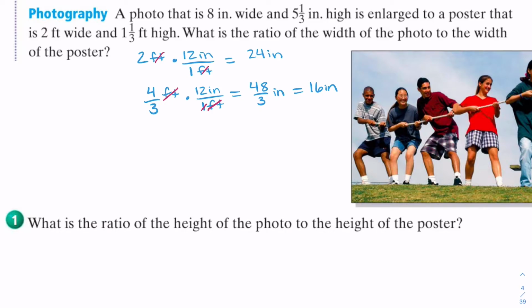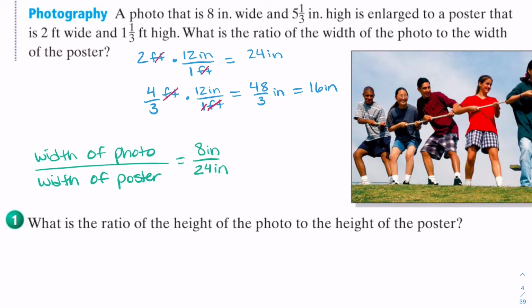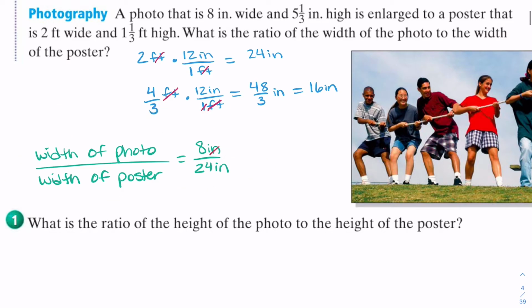So if I have 24 inches, what's the width of the photo? So width of photo compared to the width of the poster. So I'm going to write it in that form. I'm going to write 8 inches over 24 inches. Inches will go away. And so I have 8 to 24, which is 1 to 3.